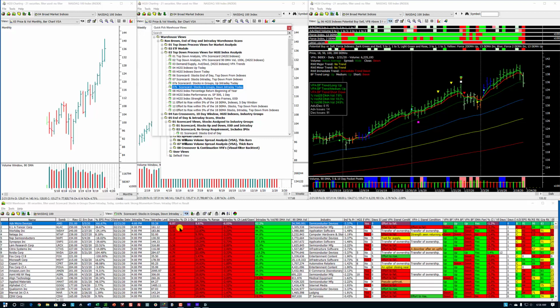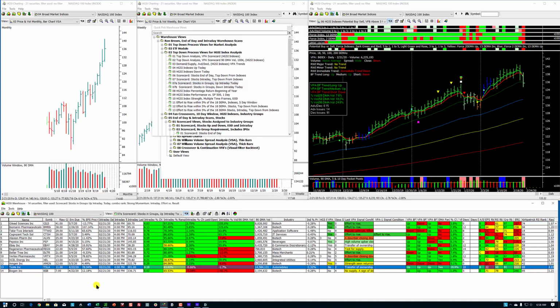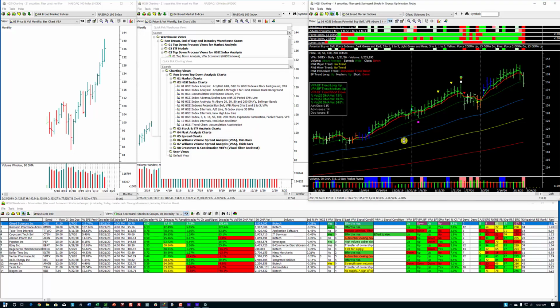I'm going to go back up one, and these are the ones that managed to fight the downward movement. Surprisingly, Tesla is still holding up very well, but you can just flip through these charts and see. Here's an effort to rise on Gilead. I'm going to leave this chart up just to take a quick look at Gilead.